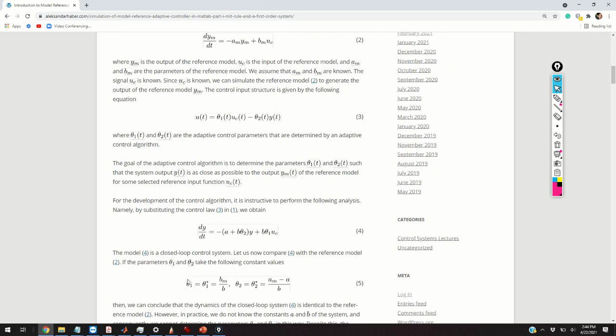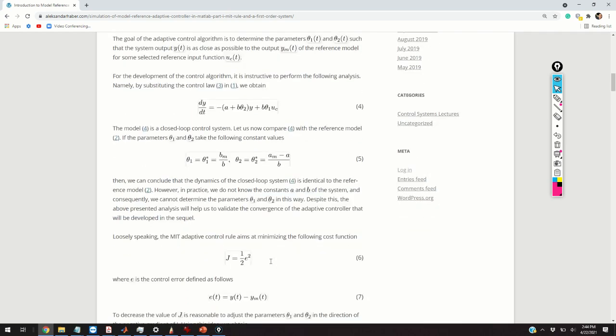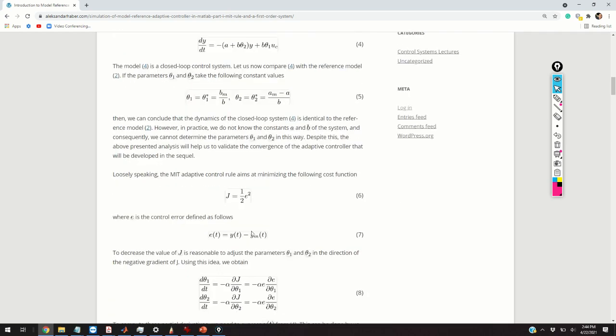Nevertheless, the values of the parameters theta 1 and theta 2 that achieve the most optimal system behavior are important for us, since we can verify our simulation results. If our control algorithm is designed in a proper way, our parameters theta 1 and theta 2 should converge to these values in our simulations. Okay, now the next step is to derive the algorithm.